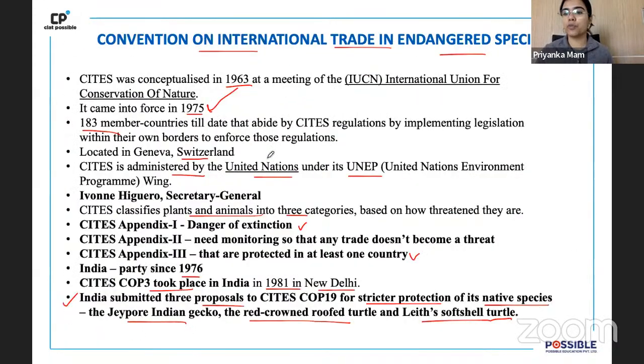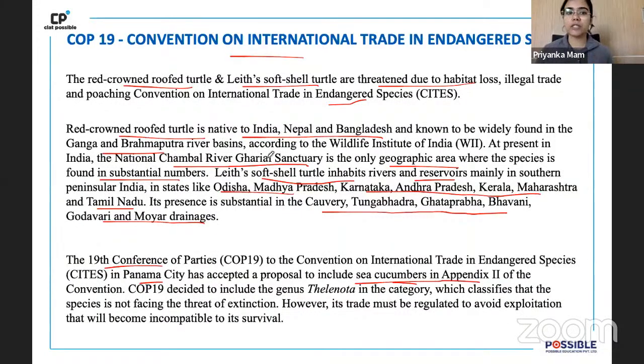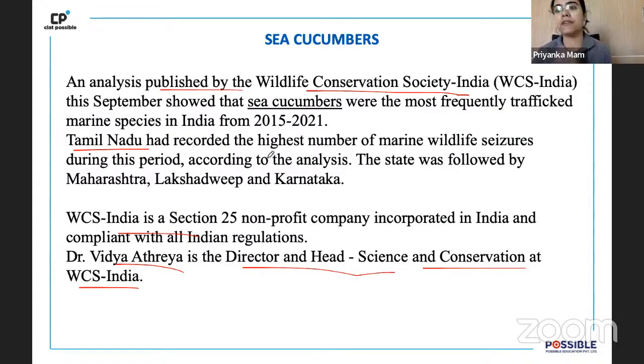Then, what did we talk about? Let's revise this. We spoke about our native species, wherein we said you have to have stricter protection for that trade. Jaipur Indian geckos, red-crowned roof turtles, and leaf soft shell turtles. जिसमें अगर हम बात करें, red-crowned roof turtle is mostly in the Ganga and Brahmaputra basin, and leaf soft shell turtle is basically in the peninsular India, right? Apart from that, appendix 2 में जहाँ पे हमने बोला कि प्लीज और ज्यादा इसके बारे में बात करो, मतलब थोड़ा सा इसका ट्रेड रोक लो, because it is going to become endangered in the future. That is a sea cucumber, which is basically found in Tamil Nadu.